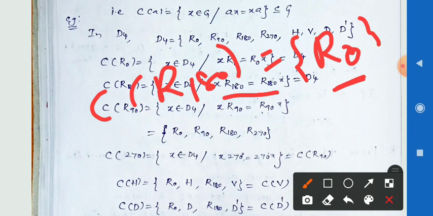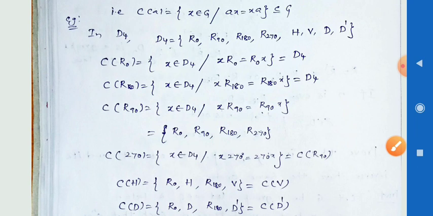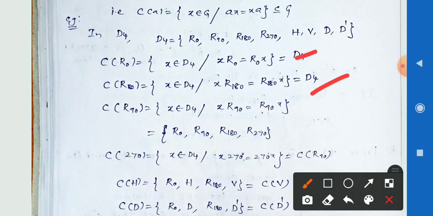Similarly, next we take R90, then we multiply R90 into R180 and R180 into R90. The values must be equal. Rotation 90 into rotation 180 is equal to rotation 180 into rotation 90. Therefore R90 also exists in the C of R180. Like this, varying x over R0, R90, R180, R270, we get the values of the dihedral group D4.